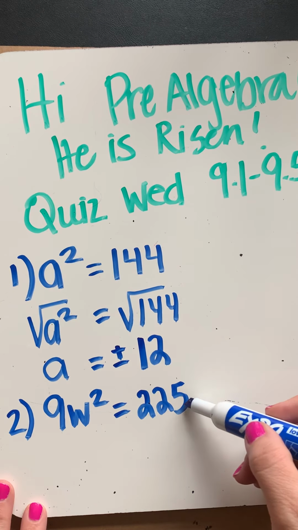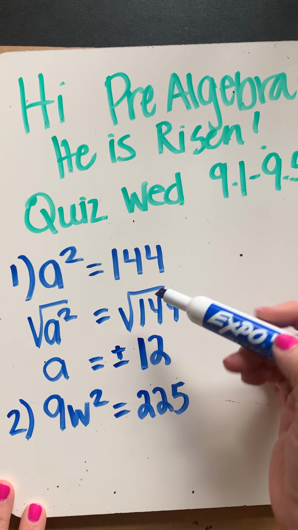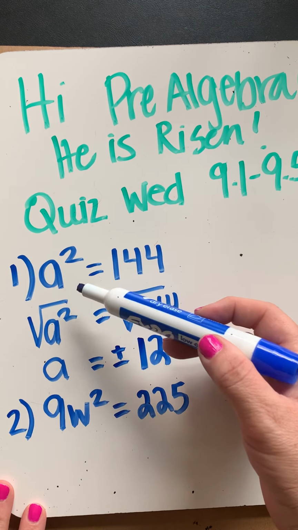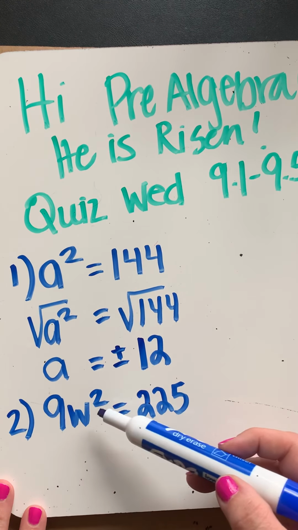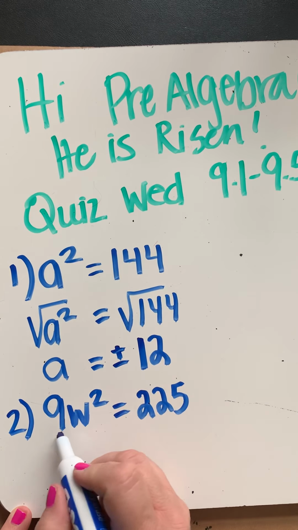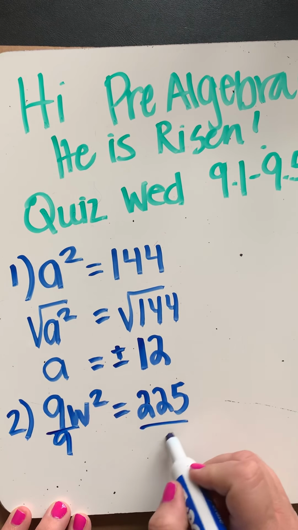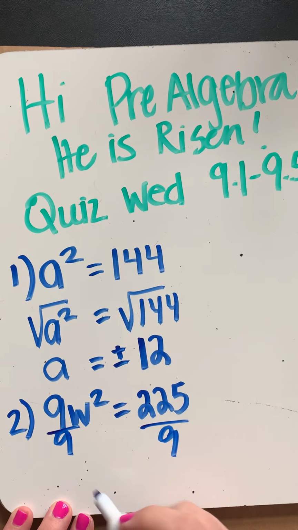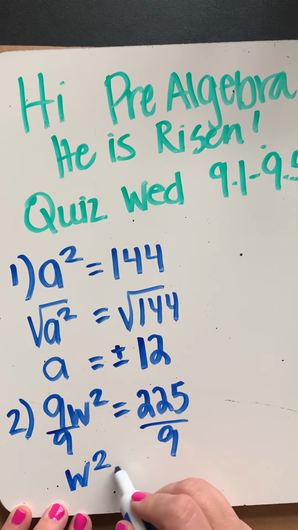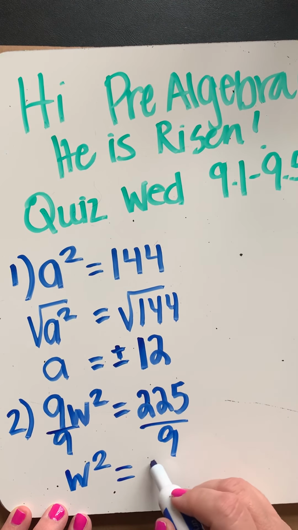Okay, this actually has one more step than the previous problem. Here we just had a all by itself. Now we have a 9 in front of our variable. So before we take any square roots, we're going to need to divide by 9 on both sides. When we do that, we get w squared equals 25.